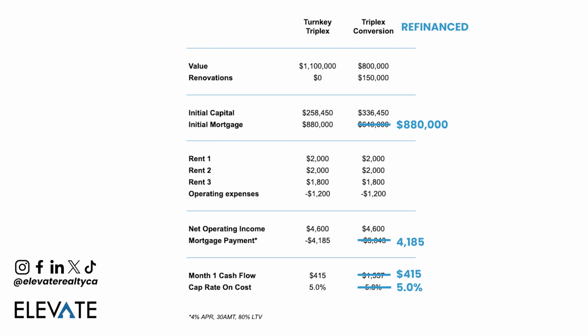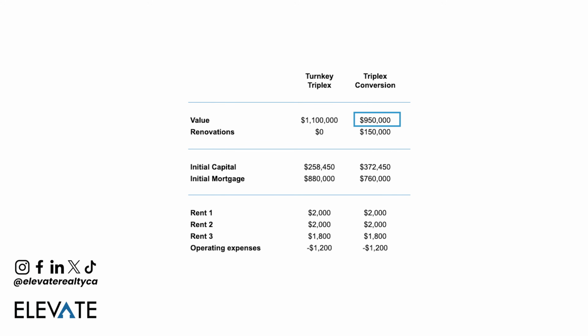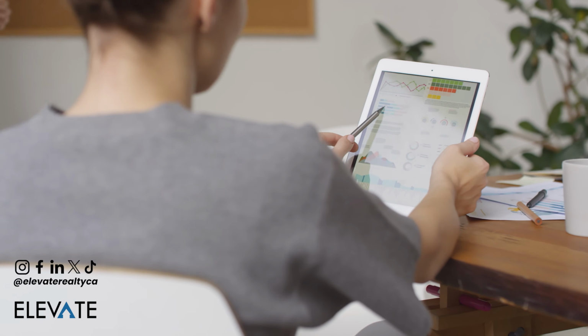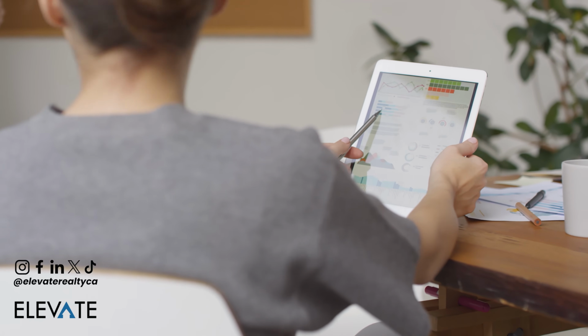But here's a warning. If you buy the same fixer-upper for $950,000 and you still spend $150,000 to fix it up, now your total cost is $1.1 million. You put in all of that extra work and you make nothing extra. And that is not a smart move. And that's why the numbers really do matter. Cap rates do help us see if a deal is really worth it.